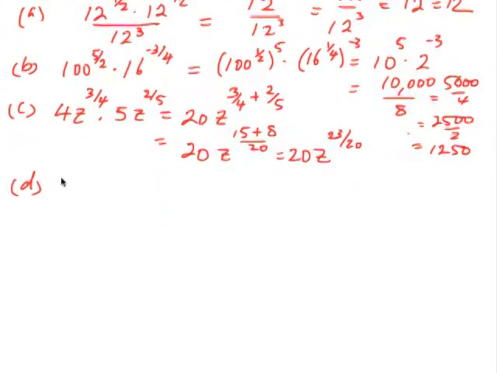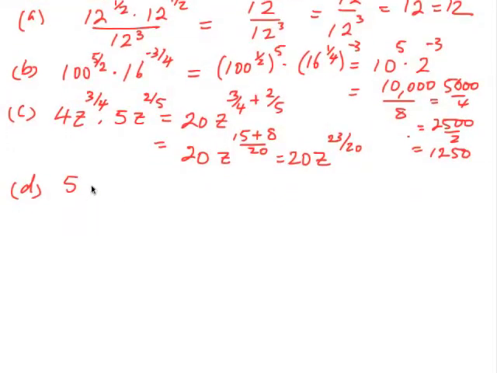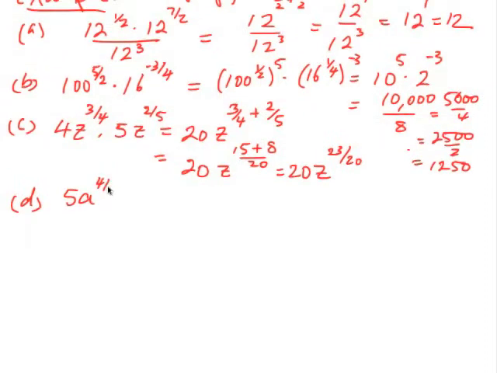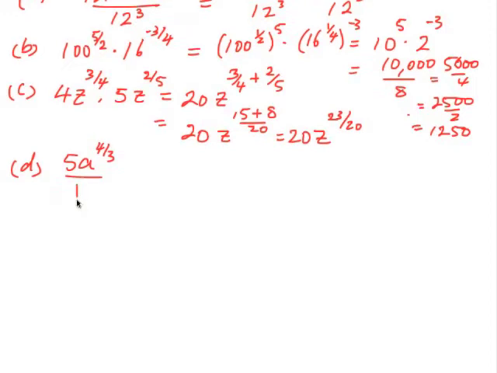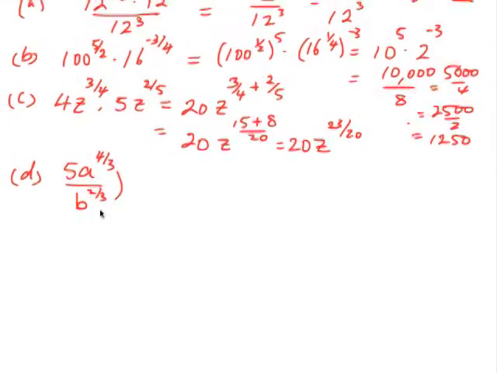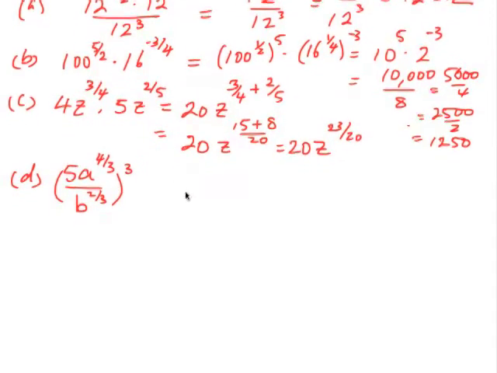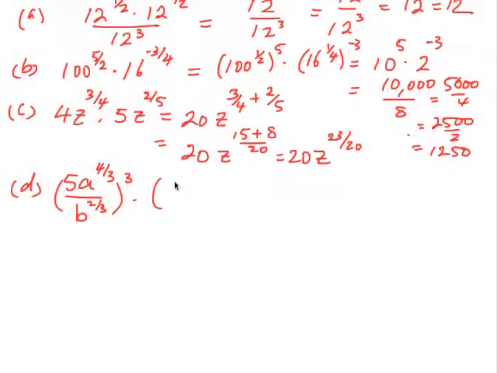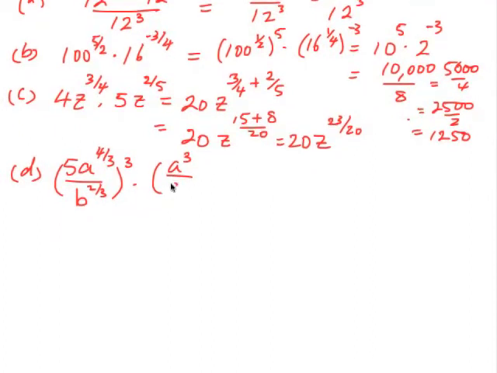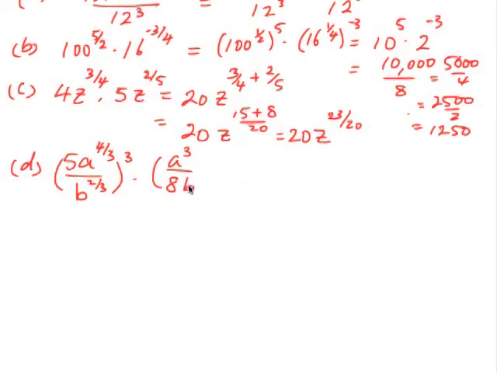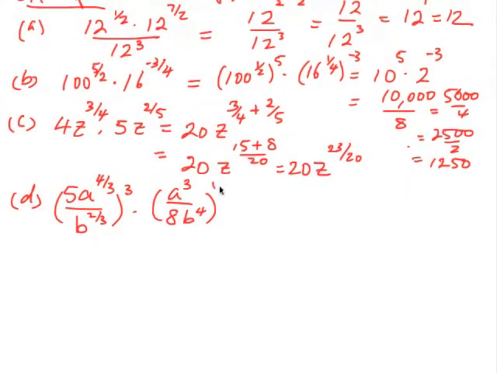Okay, part D. All right, let's suppose that we want to do something a little more complicated. And we have 5a to the 4 thirds over b to the 2/3, and this is all raised to the power of 3, and we have a to the 3 over 8 b to the 4, and that's all raised to the 1/3 power.